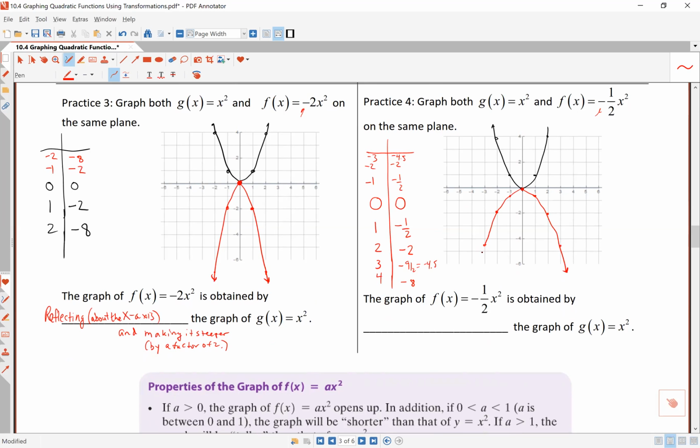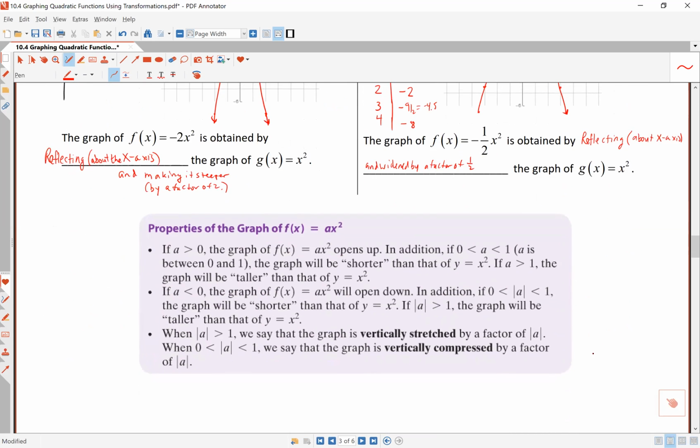So we have a graph that has been reflected about the x-axis and widened by a factor of 1/2. Reflected about the x-axis and widened by a factor of 1/2.